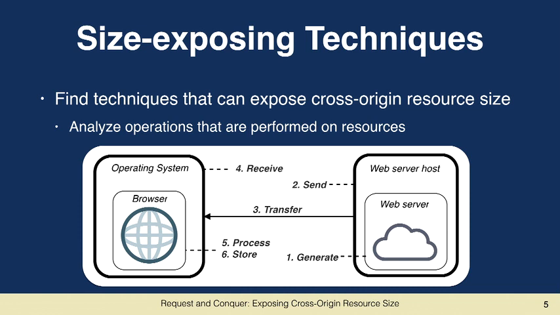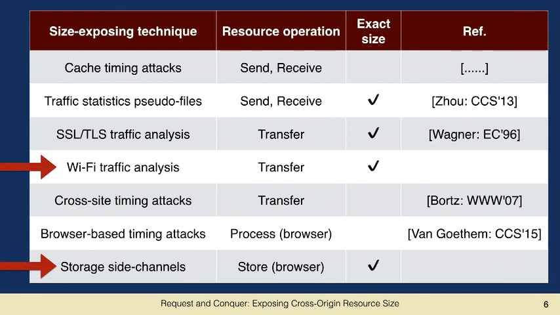So in our study, we set out to find techniques that can do this. So we analyzed all the operations that are performed on resources. First, a resource is generated at the web server, then it will be sent by the host. It's transferred over the network, then it's received by the operating system of the client, and eventually it will be processed, and optionally stored by the browser. And by doing this analysis, we found several size exposing techniques.